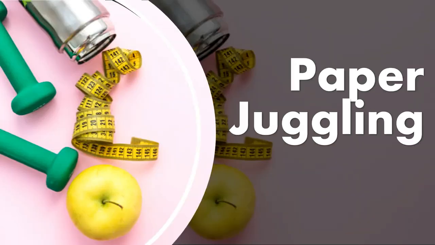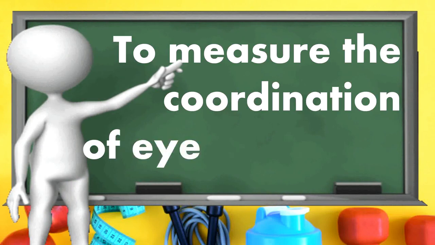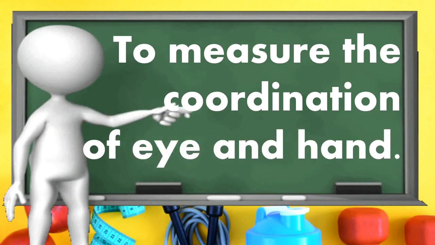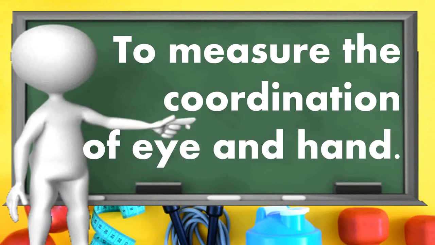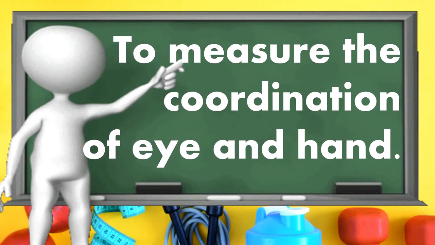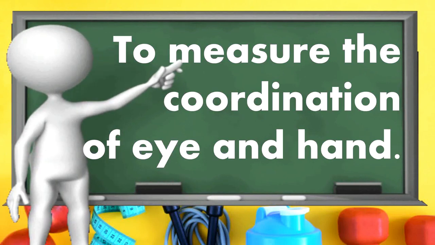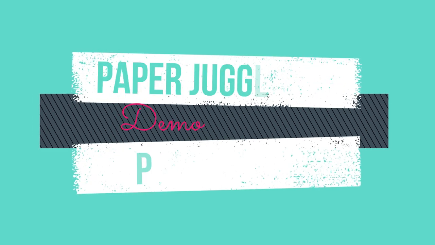Paper juggling. To measure the coordination of the eye and of the hand. This is the main purpose of the paper juggling test. And here's how to perform paper juggling.